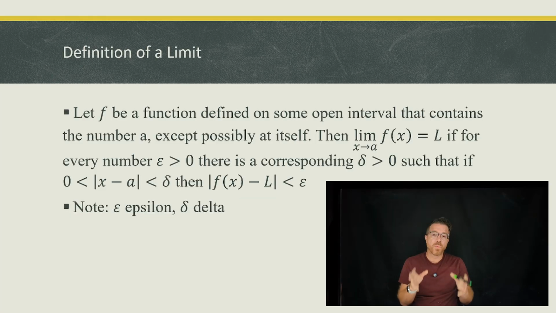Now let's formally define what a limit is. Let f be a function defined on some open interval that contains a number a, except possibly a itself. We looked at a case of this where we approach a but don't actually have the value a itself. Then the limit as x approaches a of f of x equals L if for every number epsilon greater than 0, there's a corresponding delta greater than 0, such that if 0 is less than the absolute value of x minus a, which is less than delta, then the absolute value of f of x minus L is less than epsilon, which is the distance between the limit and the function.